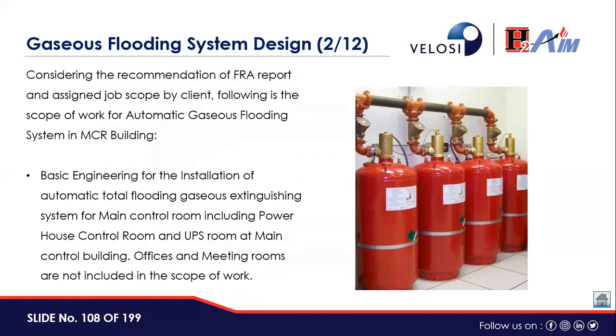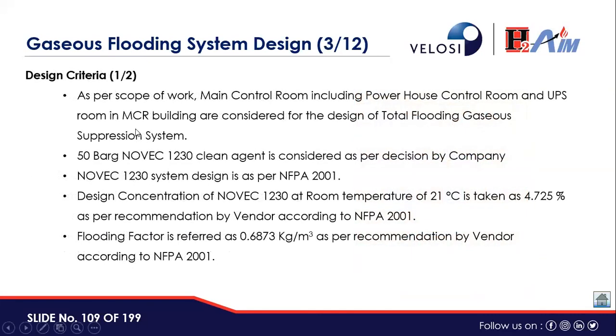similarly, like we have discussed in the previous case, the sprinkler system. There was a recommendation in the FRA report as well that the basic engineering for the installation of automatic total flooding gaseous extinguishing system for main control room, including powerhouse control room and UPS room at main control building, offices and meeting rooms are not included in the scope of work. And these are the design criteria. As per the scope of work, the main control room, including powerhouse control room and UPS room in the main control room building, are considered for the design of total flooding gaseous suppression system.